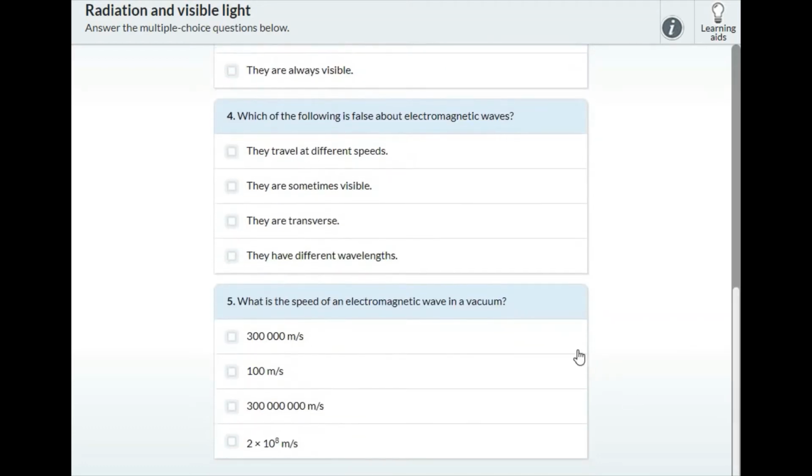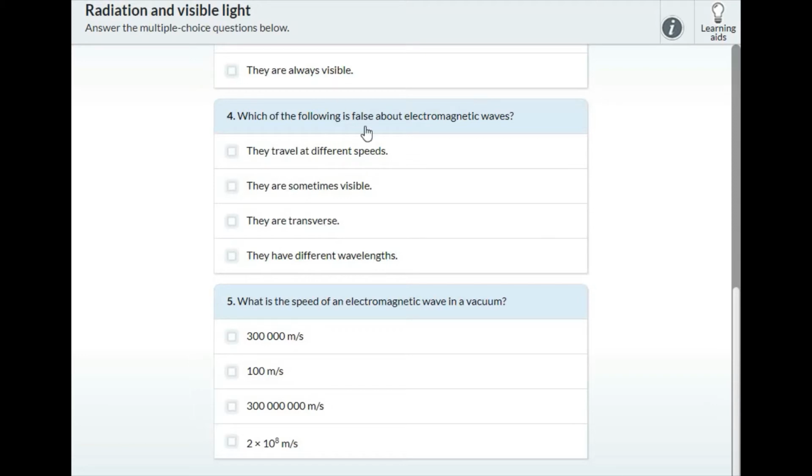And then question 4. Which of the following is false about electromagnetic waves? They travel at different speeds. Well, they all travel at the same speed for a given medium. Okay, so they can travel at different speeds, but they would all travel at that speed within that medium. They are sometimes visible. That is correct. There is a visible part of the spectrum. They are transverse. That is correct.